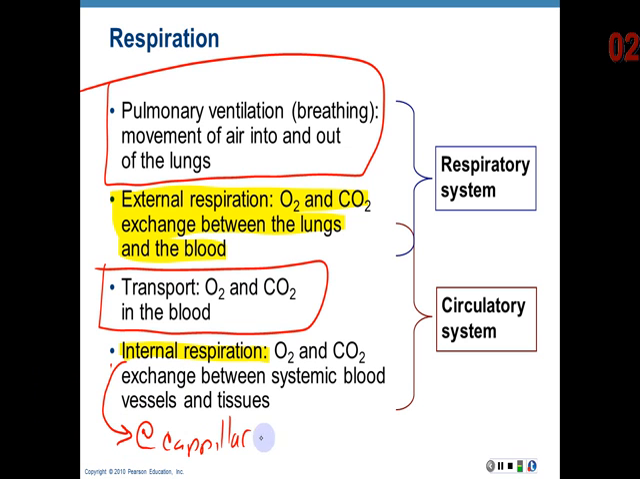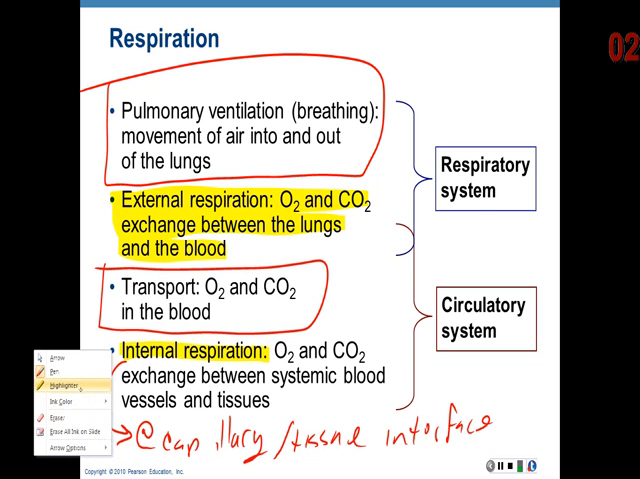Got an extra P in there, didn't I? At the capillary tissue interface. Remove one of those P's that doesn't belong. Just squeeze that word over. I can't. So mentally squeeze it over.